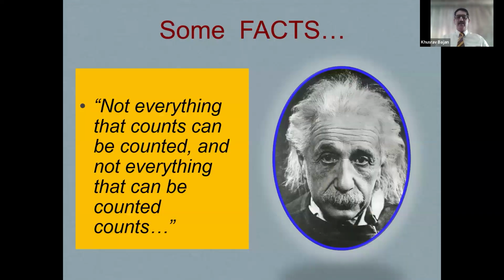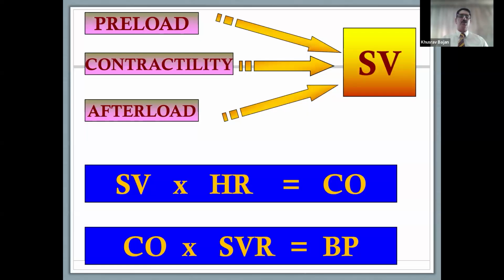So, as I said, the quote that I love here is: not everything that counts can be counted, and not everything that can be counted counts. Therefore, a number like a CVP or a BP or a cardiac output does not only matter, but it is looking at the patient as a whole. And Albert Einstein I always like quoting because he was extremely intelligent in making these quotes.